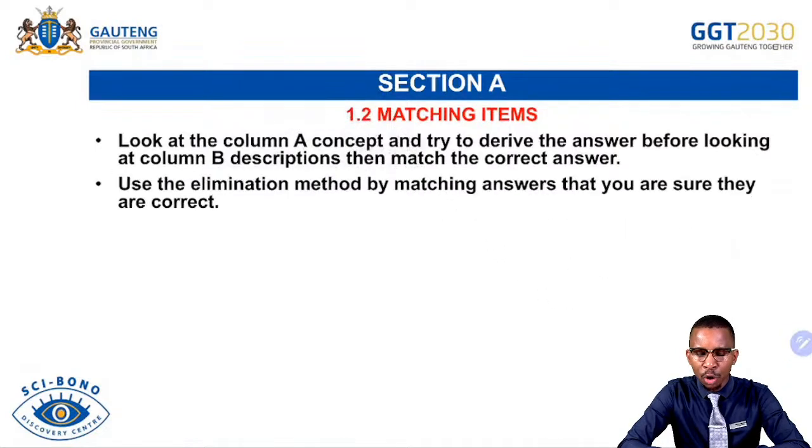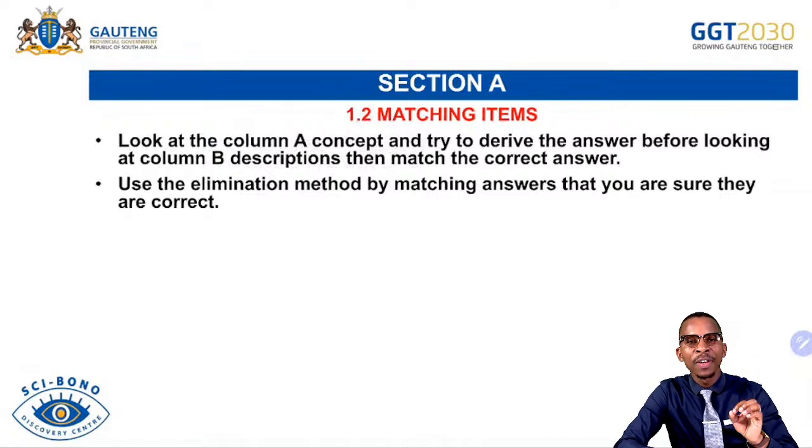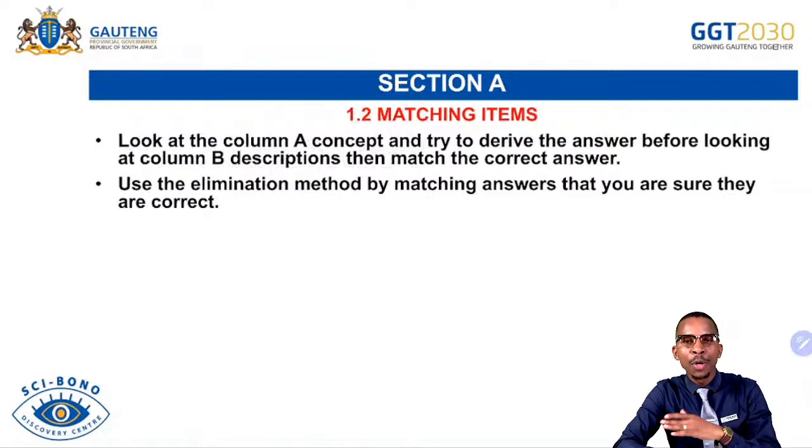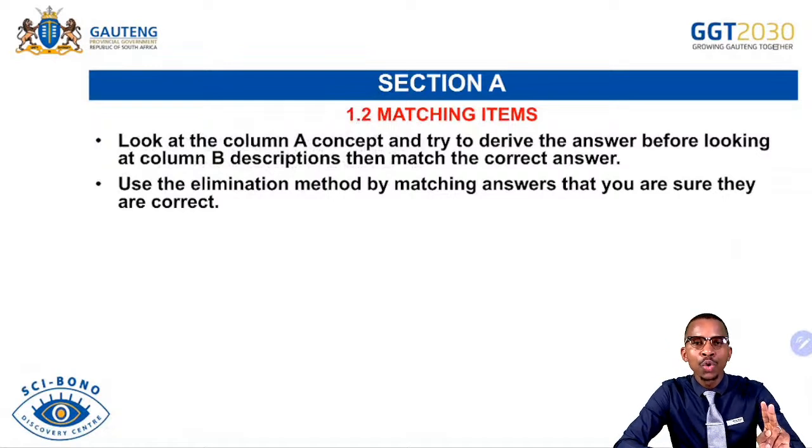Use the elimination method by matching answers that you are sure are correct. Firstly, it is very important for you to use the elimination method. Start with those answers that you believe are correct. Because if you simply go from 1.2.1 to 1.2.8, while you know that you are not sure of a certain answer in the middle there, you will end up writing one answer that is wrong, and an answer that belongs somewhere else, you write it somewhere, then you have two answers wrong. So you need to eliminate. Start with what you know. Maybe you know 1.2.1, 1.2.2, 1.2.4, 1.2.6.